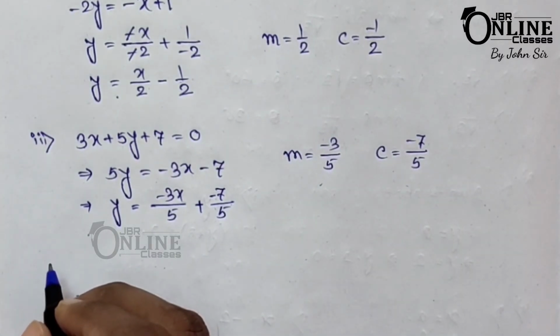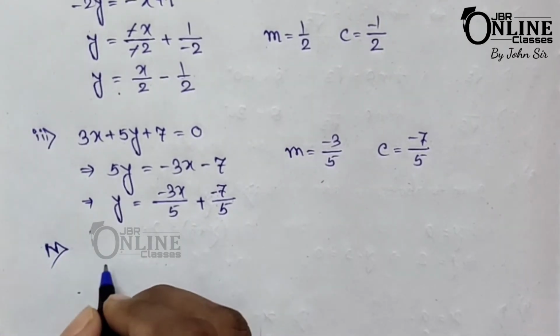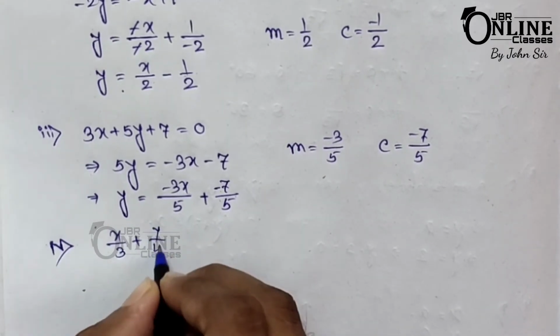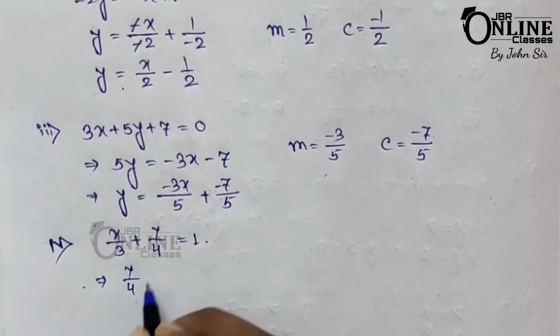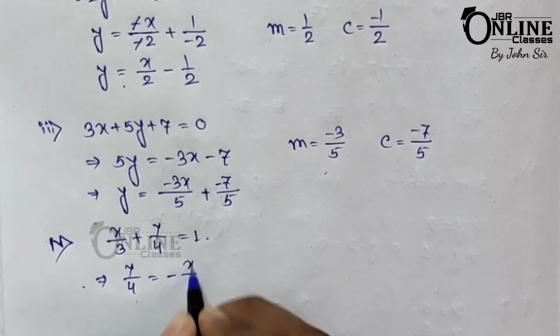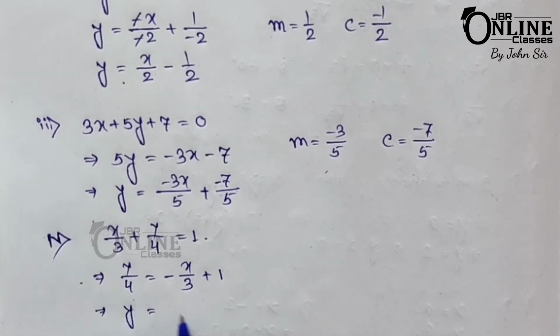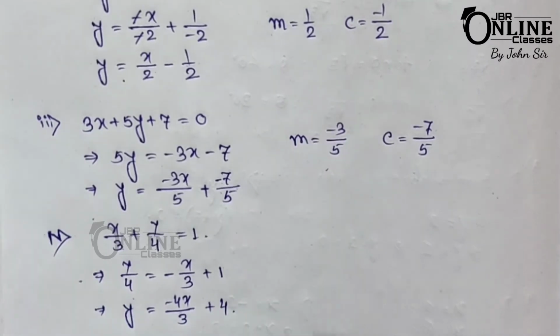Now next one, sum number 4. In 4, x by 3 plus y by 4 equal to 1. So here y by 4 equal to minus x by 3 plus 1 and then y equal to minus 4x by 3 plus 4.